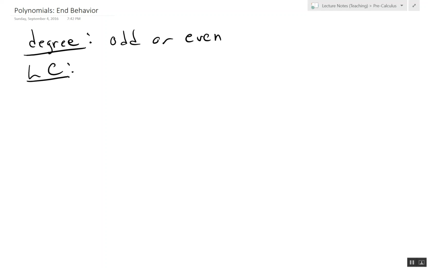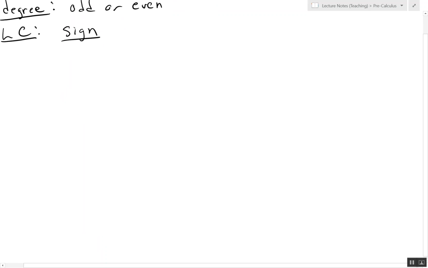So this is mostly easy to draw. When you're thinking about end behavior, you should think about two things. You need to think about the degree, and whether it is odd or even. And you have to think about the leading coefficient, which I'll abbreviate LC, and you want to know its sign. So let's look at some examples here.